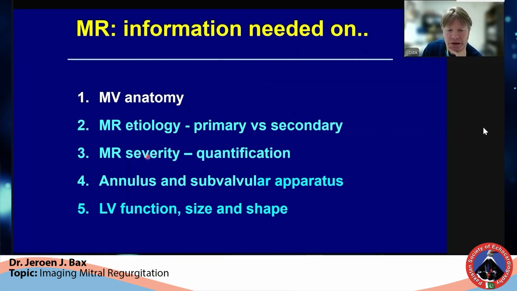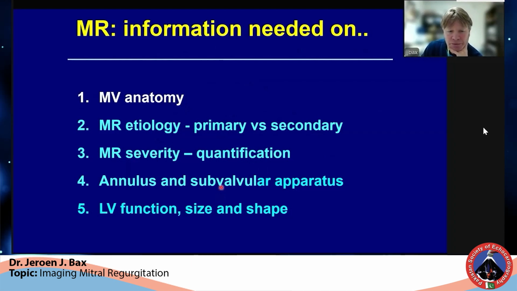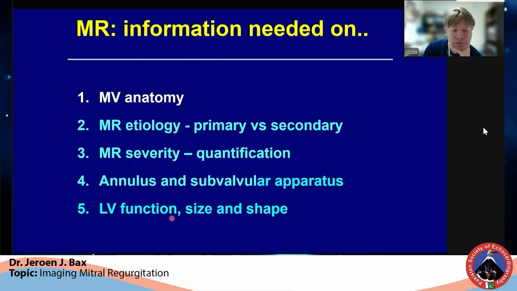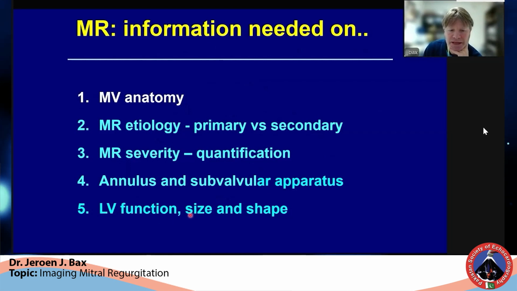MR severity, how do we quantify? You've seen all these very fancy approaches, but in practice, they do not really work. We need to know about the annulus and the subvalvular apparatus. What about the annulus if it's heavily calcified? What about the subvalvular apparatus if it's too dilated? We need to talk about LV function. That information is key, probably the most key. LV function determines the prognosis of those patients. We need to know about LV size and LV shape.